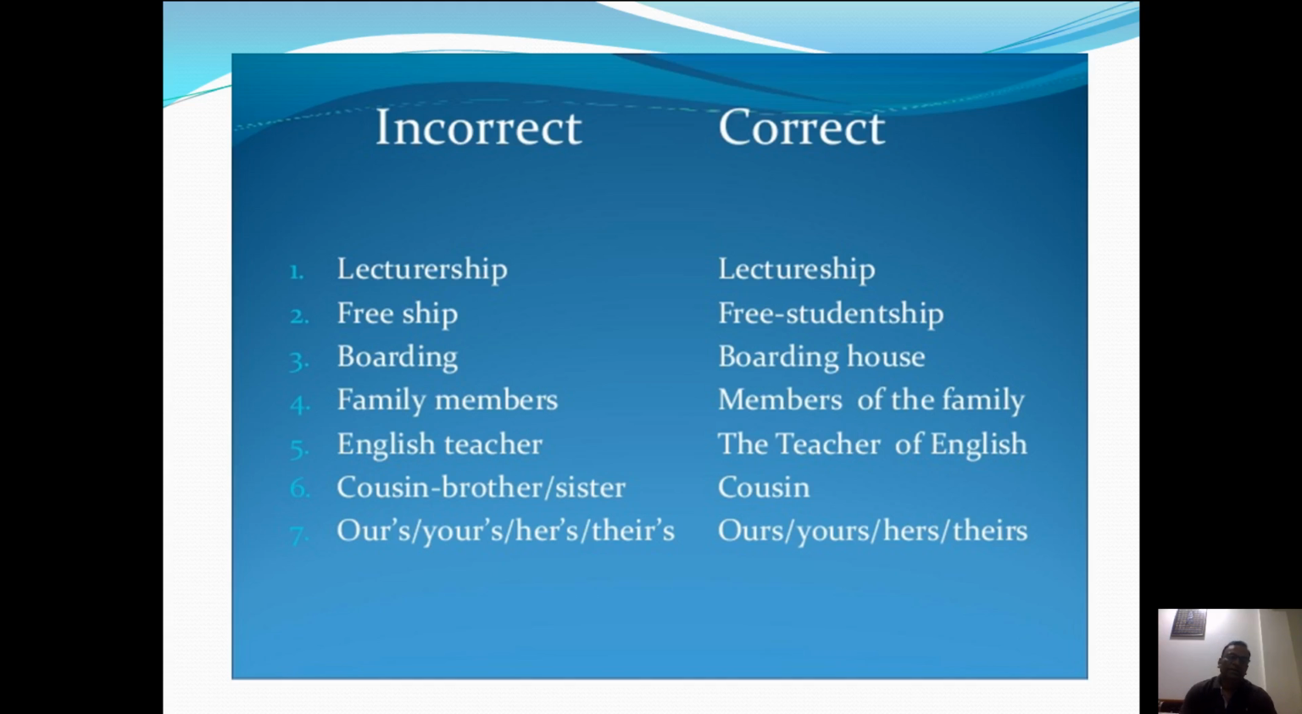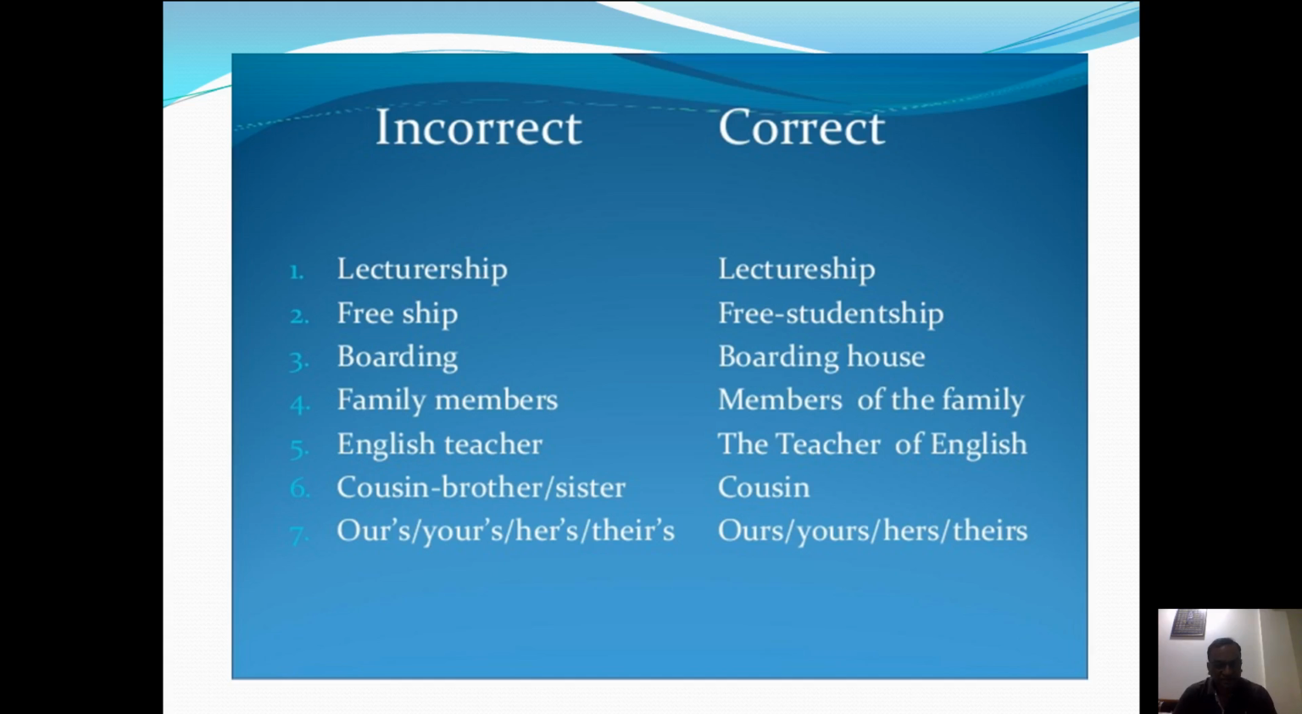Next one, family members. In general communication, whenever we chat with our friends and colleagues, occasionally we say family members. Instead of family members, we have to say members of the family. The next time you use this terminology, instead of family members, you will say members of the family. The same way, next point, English teacher. Instead, the teacher of English.